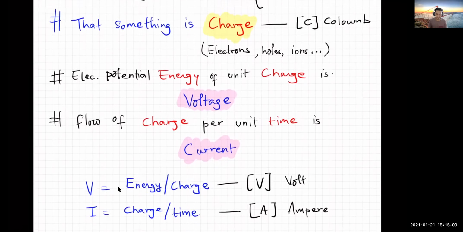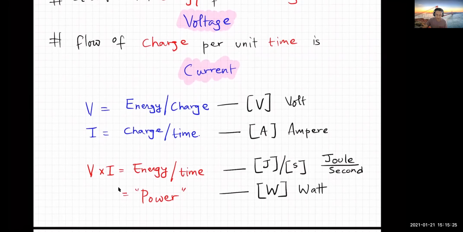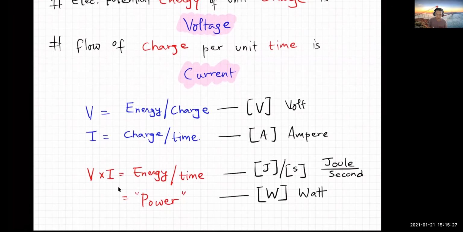Okay. So mathematically speaking, voltage is energy per charge, measured in volts. And current is charge per unit time, measured in amperes. Okay. Now, if you take the product of these two quantities, voltage times current, right, you get something that has the dimensions of energy per unit time, and we know that is power that we were talking about earlier, right? And it's measured in joules per second, which is equivalent to 1 watt.